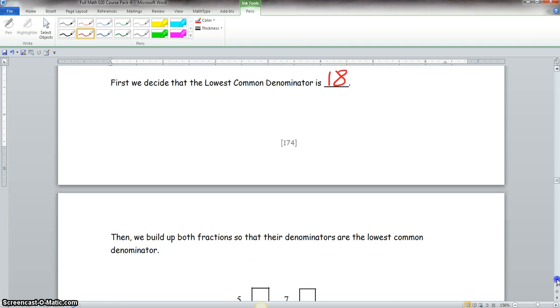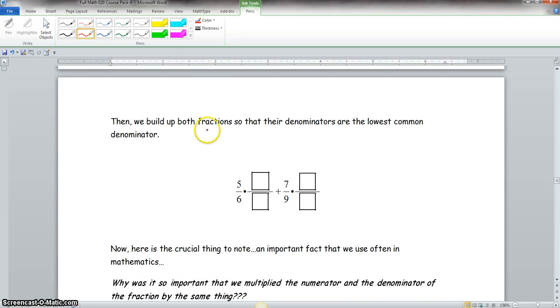Okay, now it says then we build up both fractions so that their denominators are the lowest common denominator. Now we know our common denominator is 18, so we have to figure out what times this number will give us 18. We know it'll be 3, and then 5 times 3. 9 times 2 is 18, and 7 times 2 is 14.